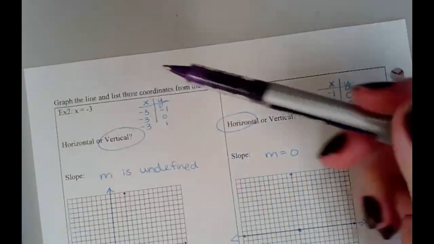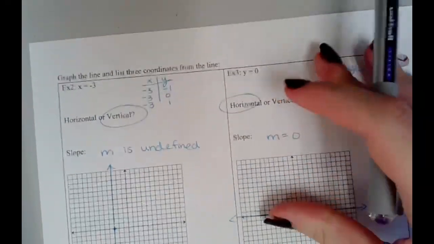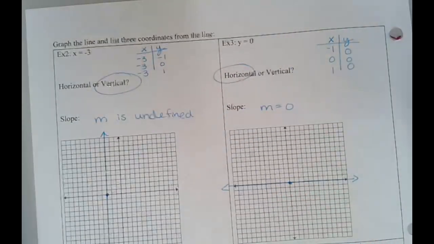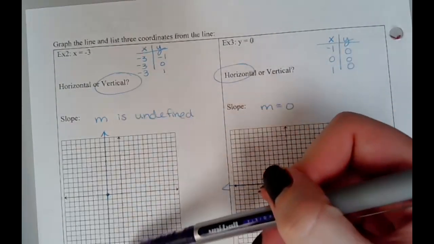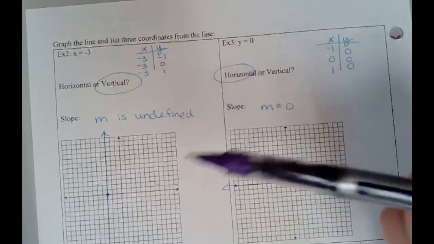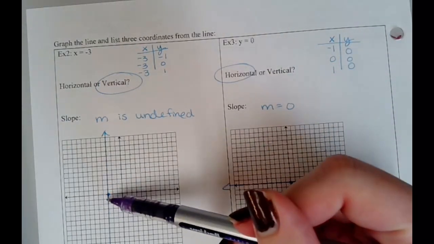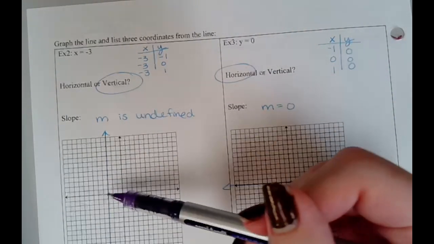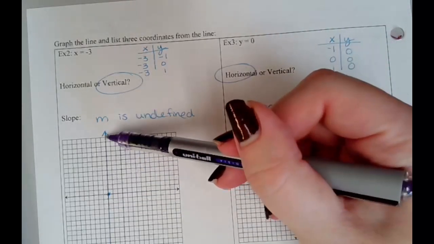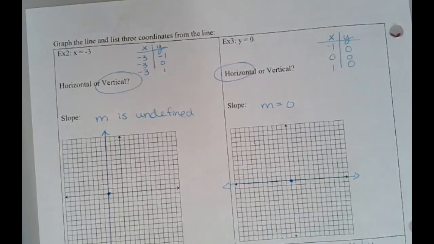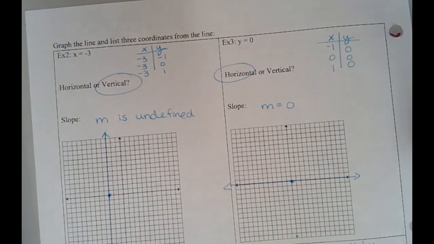Something I forgot to do, my bad, is list 3 coordinates. So I just want to show you if I would have gone back and listed those 3 coordinates. I could have picked any coordinates at all. I happened to pick -3, -1, which is right here, -3, 0, and -3, 1. I could have also picked something like -3, 10 if I really wanted to. This is just to show you that consistency. That's why I asked it.